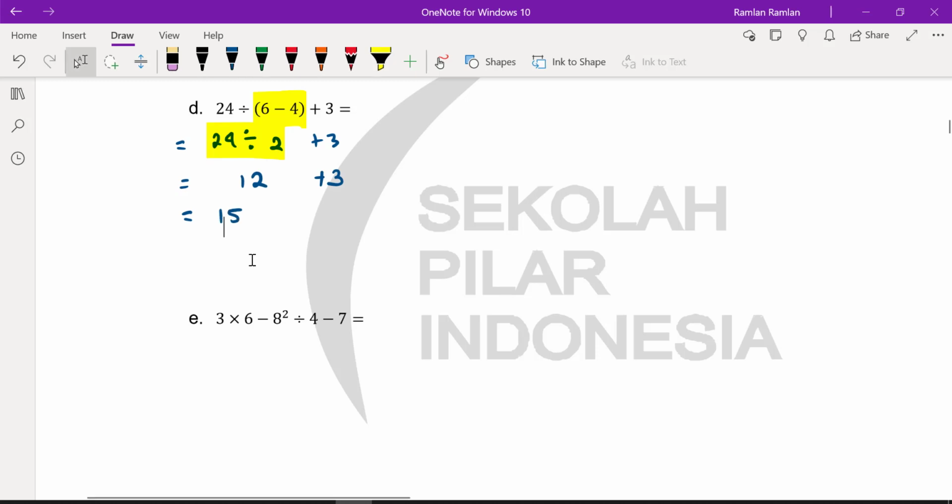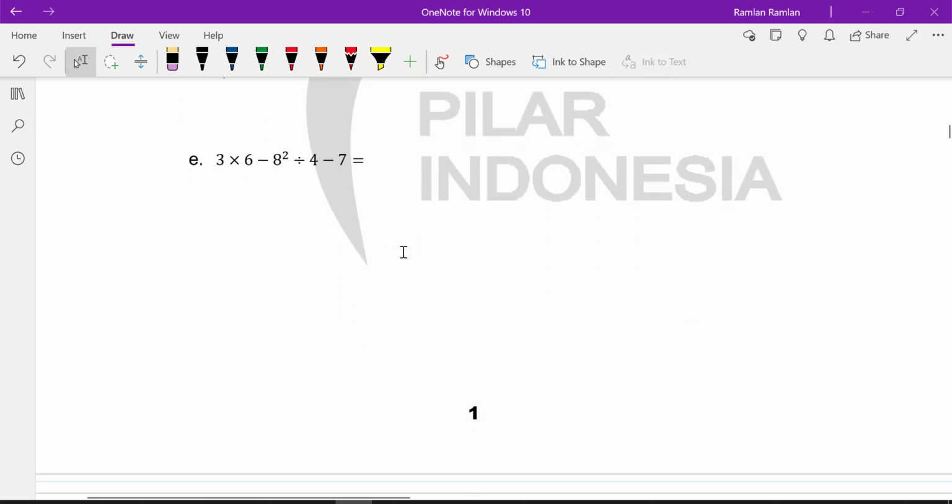Okay, next one is E. 3 times 6 minus 8 squared divided by 4 minus 7. Okay, now again, BIDMAS, right? So bracket, we don't have any bracket. And then I stands for index. Index is power. So index is this guy over here, right? So that 8 squared. So you are going to do that first.